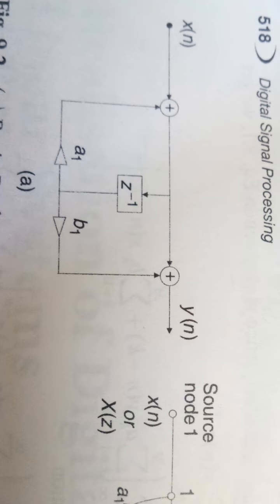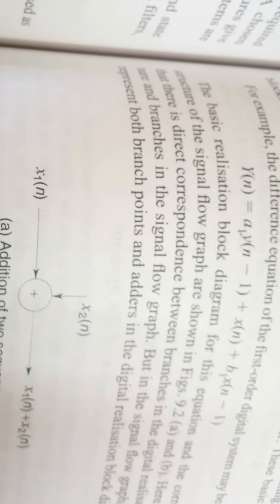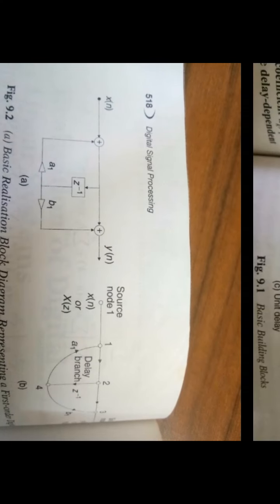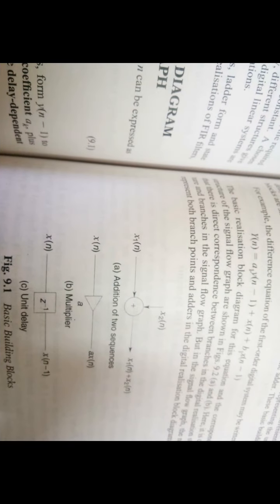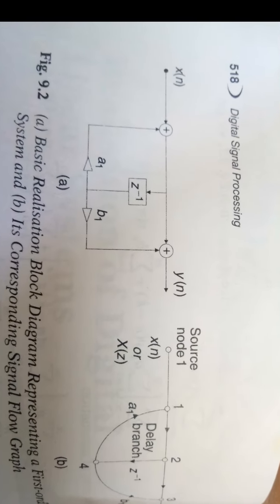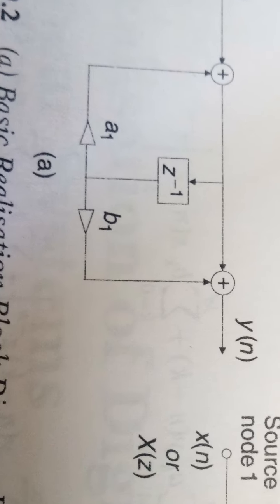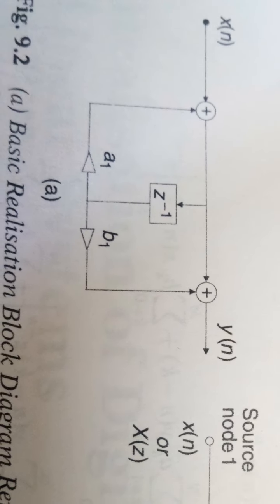So this is one term, it will be added with the second term, x[n]. So x[n] is added here with a1 y[n-1] with delay, and the third term is b1 x[n-1]. So this is b1, and here x[n] is multiplied with b1 after a delay. The addition of all of these is done here.